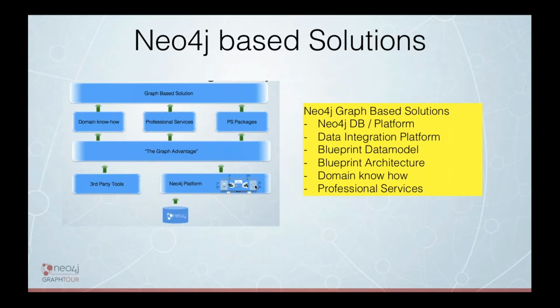It is worthwhile to describe what is meant when we refer to a solution Neo4j can be an integral part of. This is about the Neo4j product, the database, and the Neo4j platform, combined with a data integration platform to access, transform, and load data from all your sources into your environment. A blueprint data model and a blueprint architecture help to kickstart your project by using already existing components developed and tested with customers and partners who have similar business challenges. Available domain know-how and Neo4j professional services will simplify your journey to build solutions.